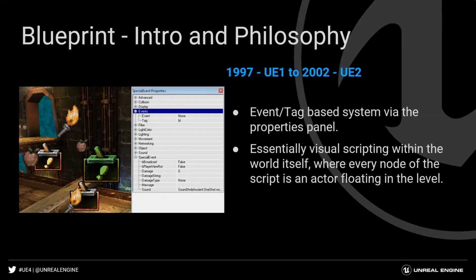In Unreal Engine 1, we had an event and tag-based system. Essentially, you could place actors in the viewport, and you had to do visual scripting in the viewport itself. Something floats around in space, something else floats around in space, and you had to connect the two between. So it's kind of the same idea, but simplified and in the 3D world itself. You connect the event, you connect the tag, things were connected, that was it.